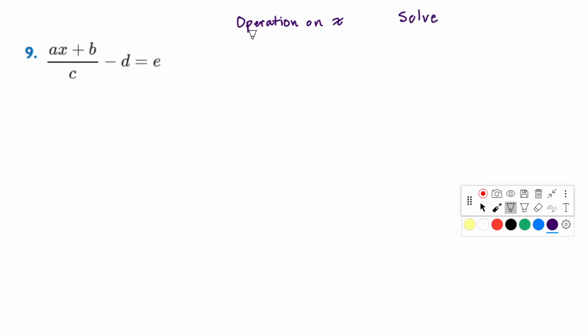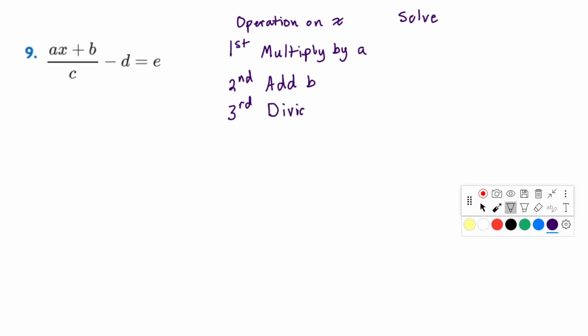So the operation on x, the first thing that's happening is multiply by a. The second thing that's happening is add b. So we have a times x plus b. The third thing that is happening is divide by c. And the fourth thing that is happening is subtract d.